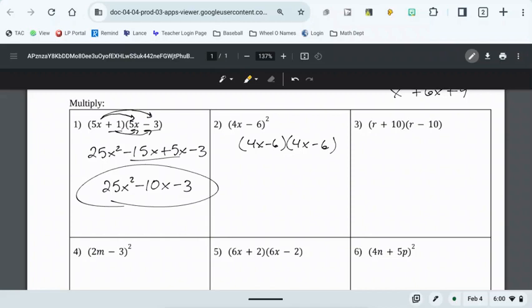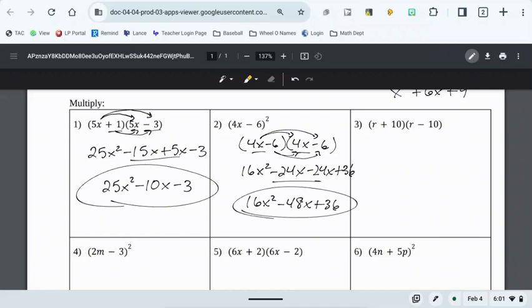So we have 4x times 4x. First term times first term is 16x squared. 4x times negative 6 is negative 24x. Then we get negative 24x. And then we get positive 36. Now when we go ahead and simplify, these do not cancel out. It is negative 24 minus 24. And we get negative 48x plus 36.